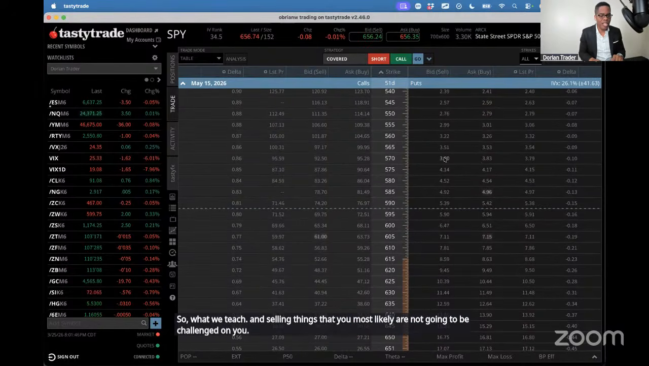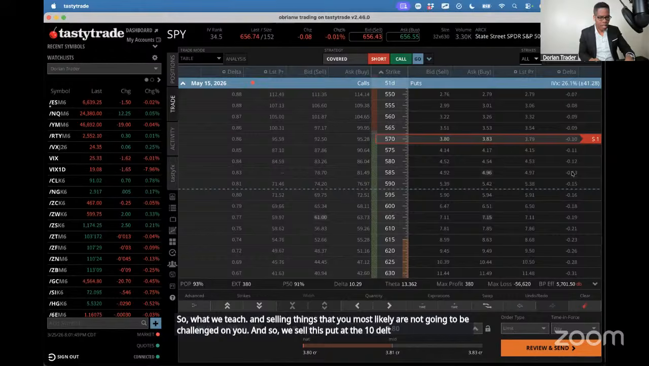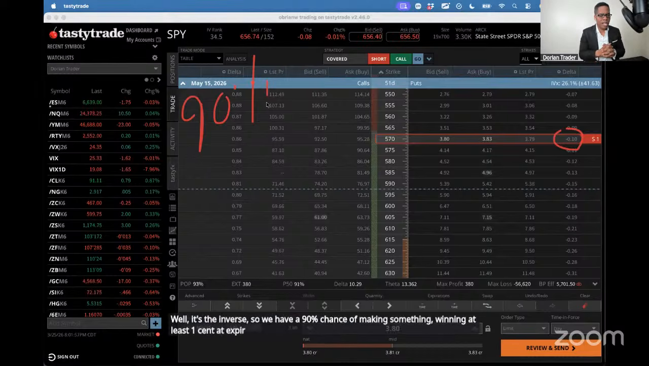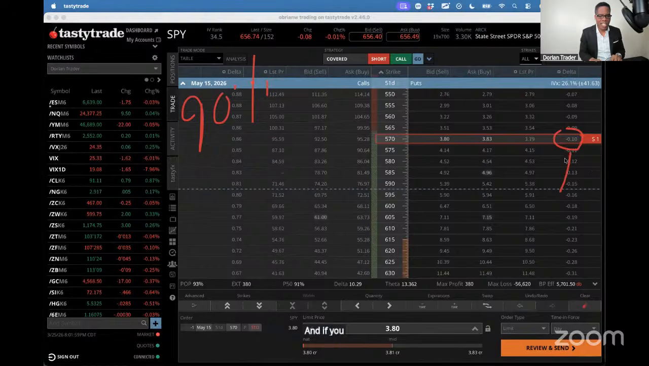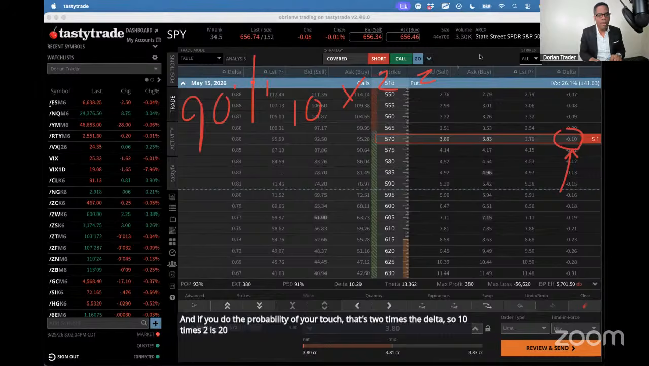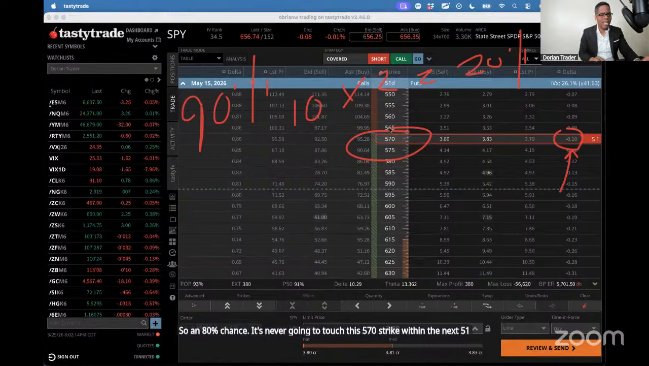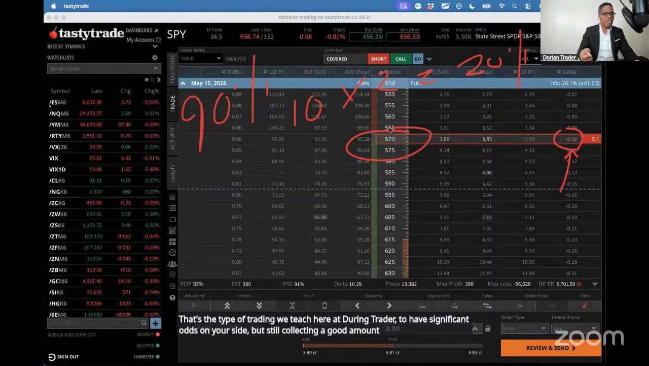And so if we sell this put at the 10 delta here, well, it's the inverse. So we have a 90% chance of making something, winning at least 1 cent at expiration. And if you do the probability of touch, that's 2 times the delta. So 10 times 2 is 20. So we only have a 20% chance it's going to be touched here, and an 80% chance it's never going to touch this 570 strike within the next 51 days. That's the type of trading we teach here at Dorian Trader, to have significant odds on your side, but still collect a good amount of money for the risk that you're taking.